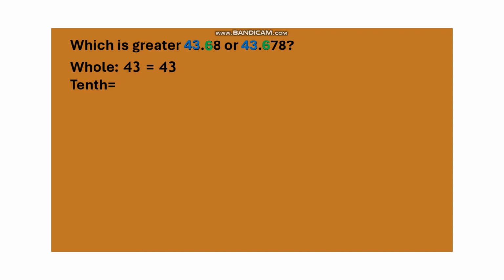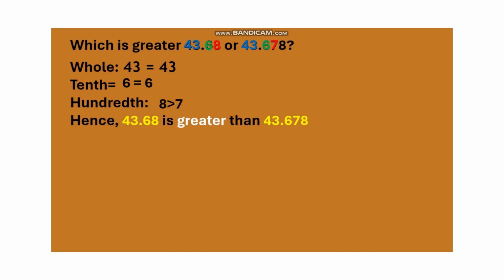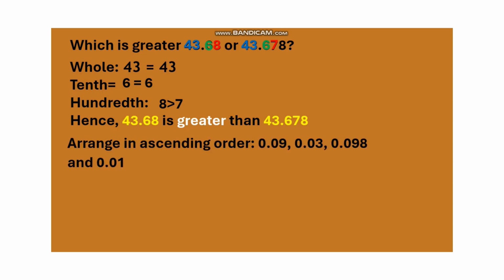So the next is the hundredths place. For the hundredths place, here we have 8, and for the second number, we have 7. And so we can use this to compare the two numbers. So 8 is greater than 7, and so 43.68 is greater than 43.678.